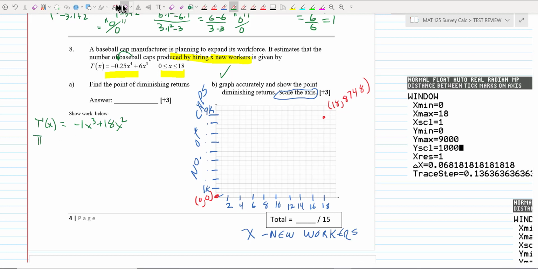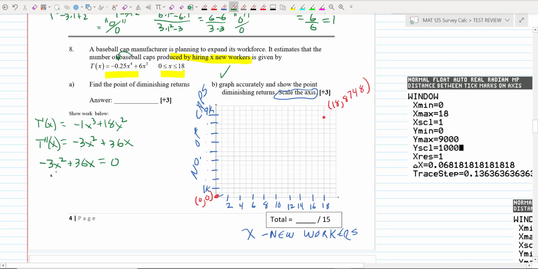Go to your second derivative, because you're looking at a point of inflection is what this is. The second derivative is negative 3x squared plus 36x. So when you're doing a point of inflection, you need to set the second derivative equal to 0, and then we'll do a sign chart to see if the concavity changes.